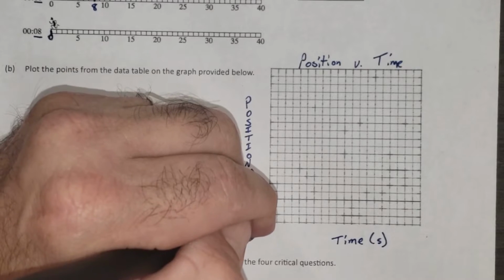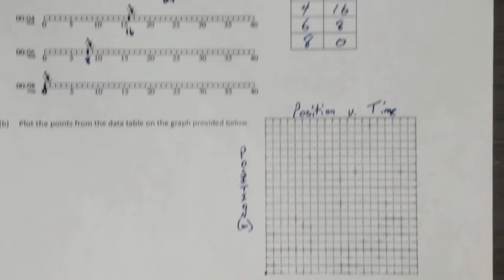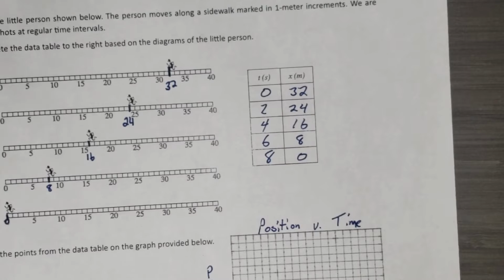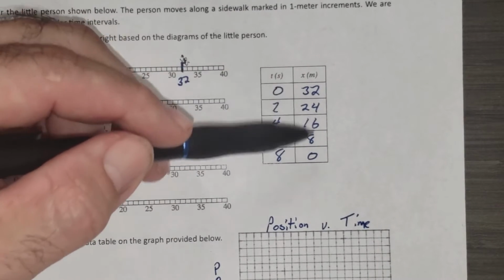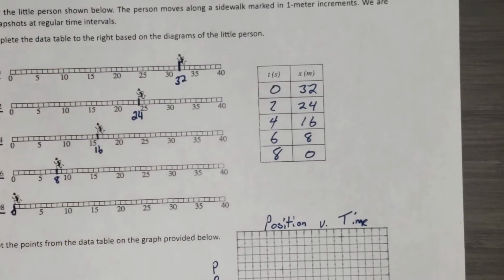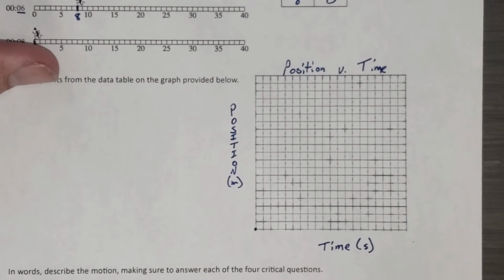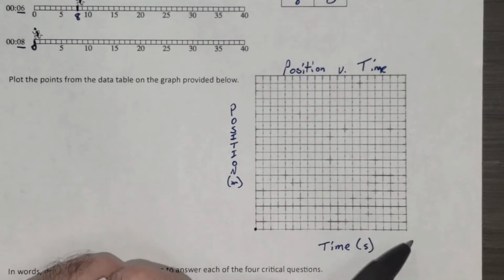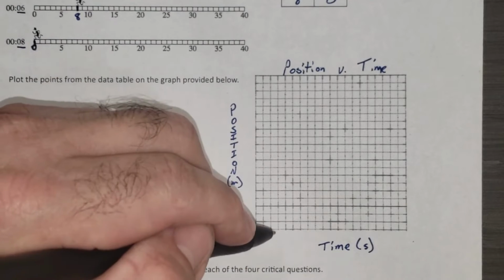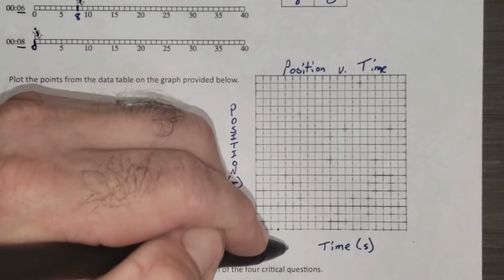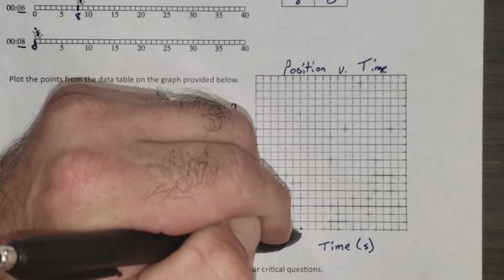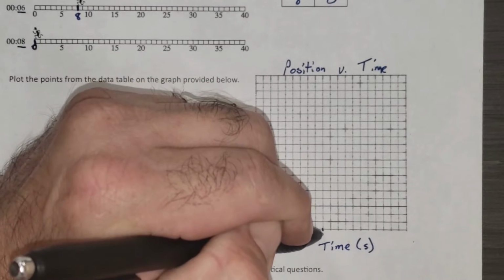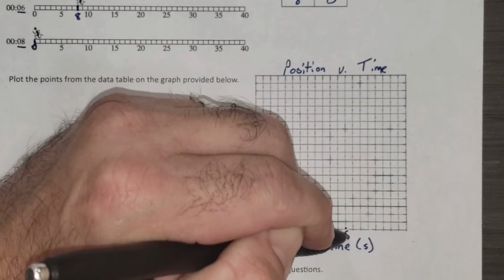Now we know that this point is going to be our origin, so that's 0, 0. But if we look back at our table, our time is going to go from 0 to 8, and our position is going to go from 0 to 32. So we have to determine a scale that is appropriate for this. Now, it looks like there's far more than 8 here, so I'm just going to go ahead and pick 3 marks. So this will be 2, this will be 4, this will be 6, and that'll be 8.